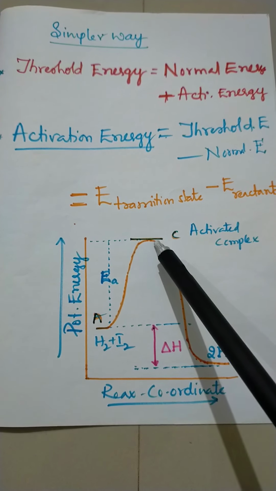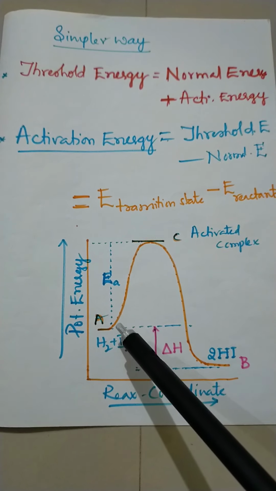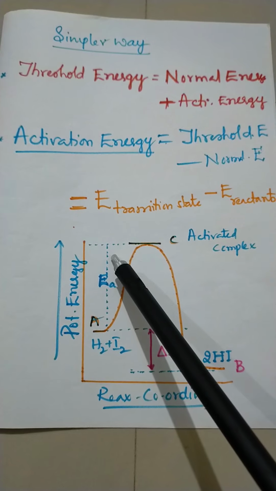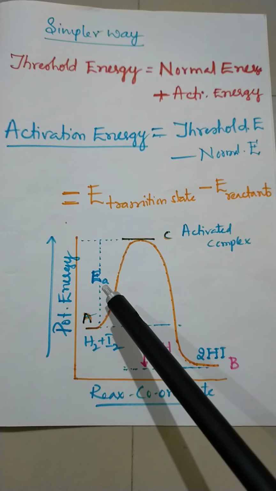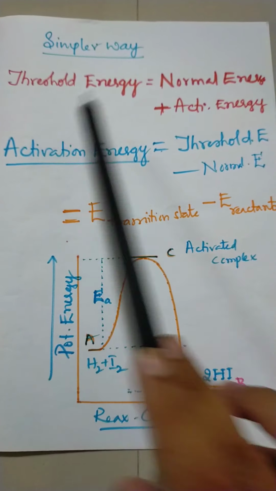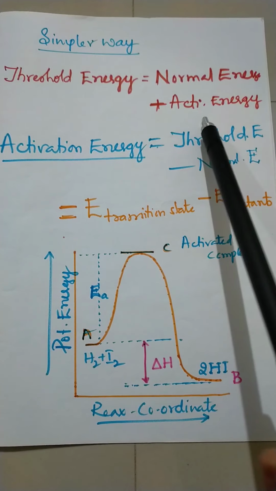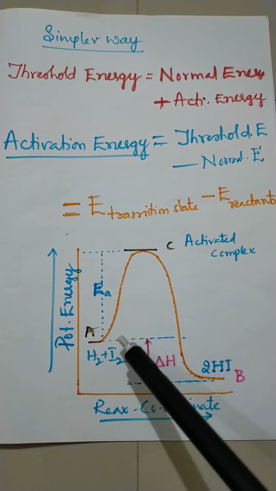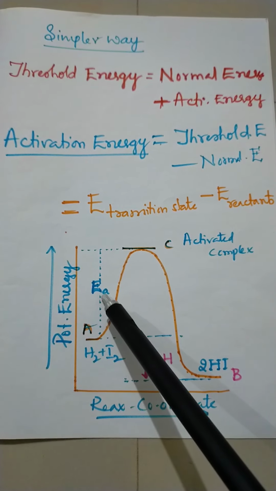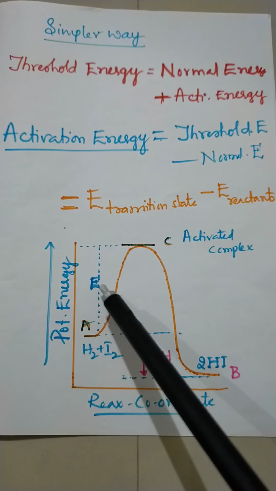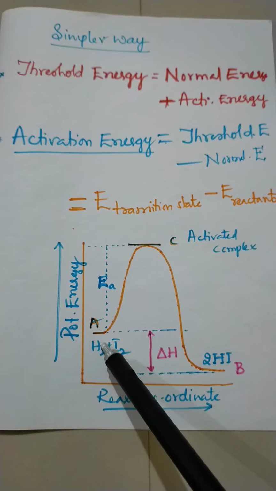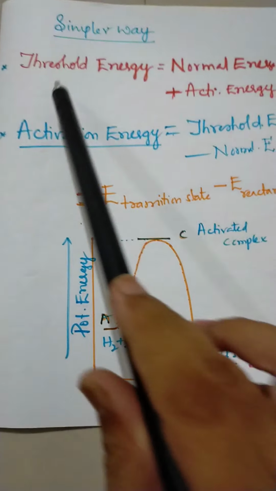This energy is called threshold energy. From the reacting materials to that activated energy level, that energy is called what? Threshold energy. You could observe here, what is threshold energy? Normal energy plus activation energy. From here to here is the activation energy, that's EA, energy of activation, plus normal energy. Normal energy plus activation energy totally is called threshold energy.